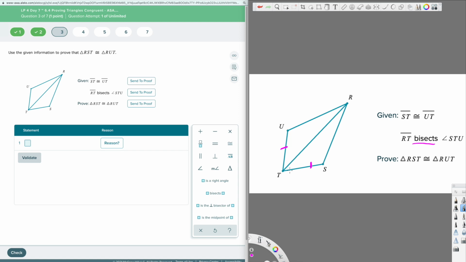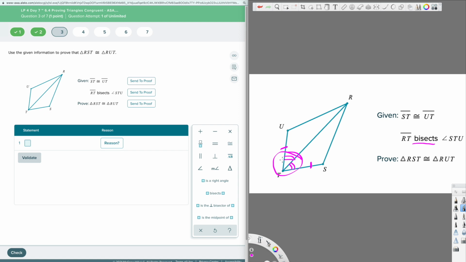And if I think about what does bisect mean, that means to cut in half or having two equal pieces. So RT, this line here, bisects STU. So actually kind of going down this way, STU. So it bisects this angle, which means that they're congruent. Am I given that information? No. That's what I know bisect means.